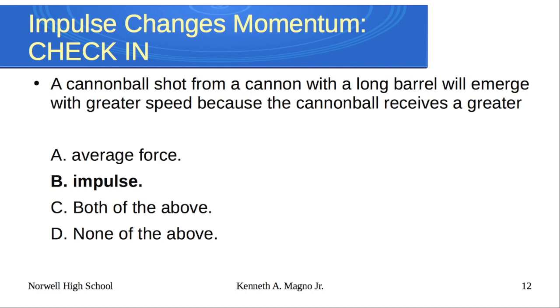The correct answer is impulse. So we know that J is equal to F delta t. We can think of that, the delta P, the change in momentum, is F delta t. The F is really fixed. There's only so much force that that explosion can create. But by staying in the barrel longer, we get a larger time interval that that force is acting on. So we get a larger impulse, or larger change in momentum, that can occur.